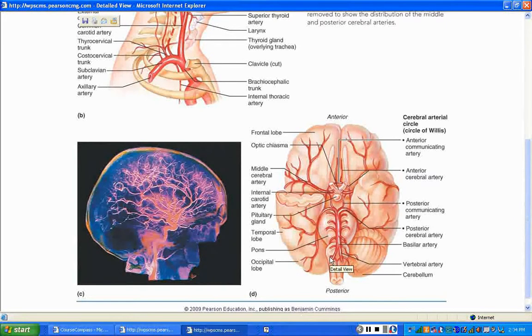So when I ask you on the test to name two blood vessels that supply the brain, internal carotid and vertebral. Internal carotid and vertebral.